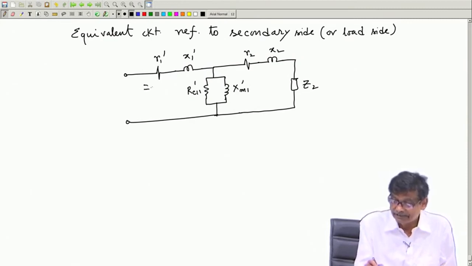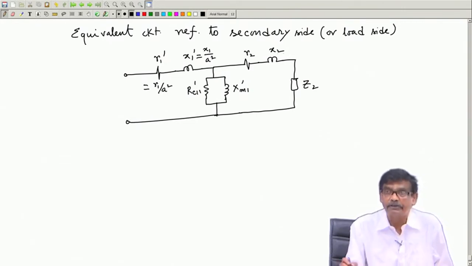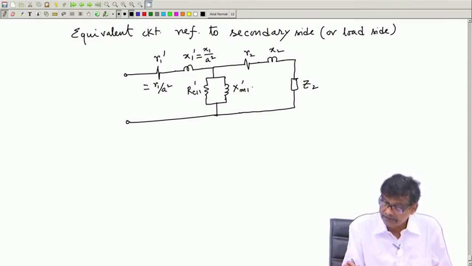Now, what is this R1 dashed? This R1 dashed will be equal to R1 by a square, the opposite thing. What is this X1 dashed? The actual leakage reactance by a square. R2 and X2 will not suffer any change, similarly the actual impedance. What is this XM1 dashed? It will be XM1 by a square.